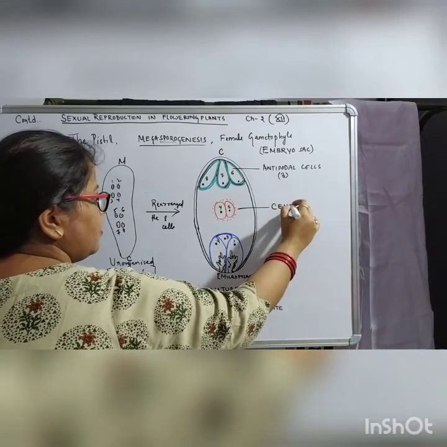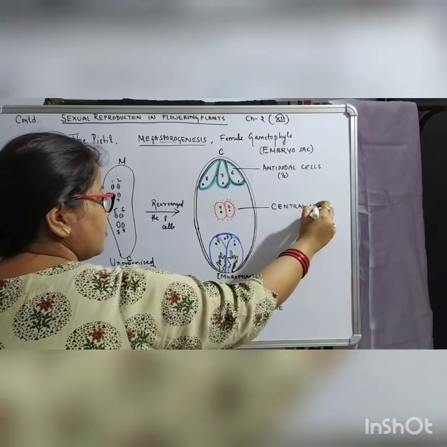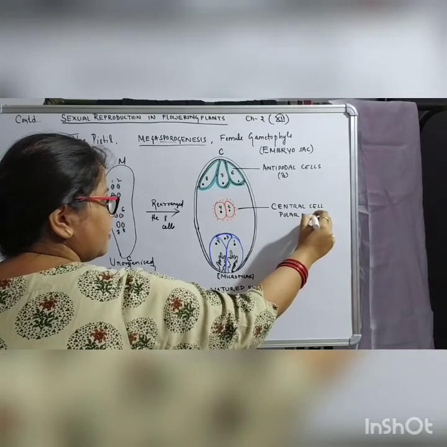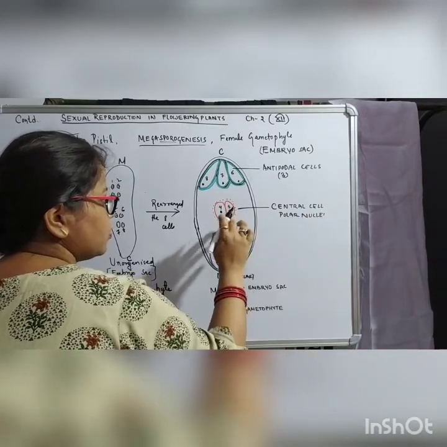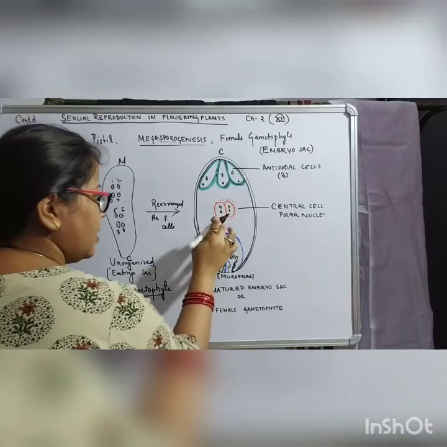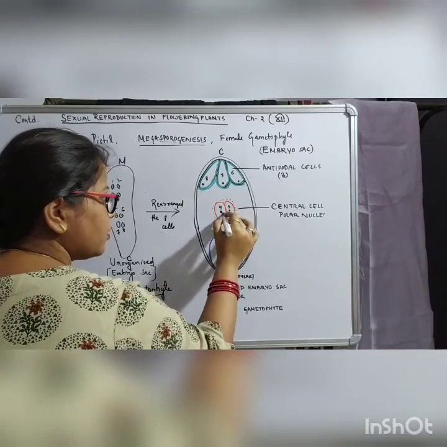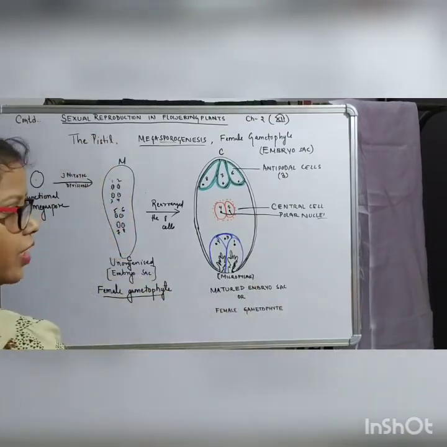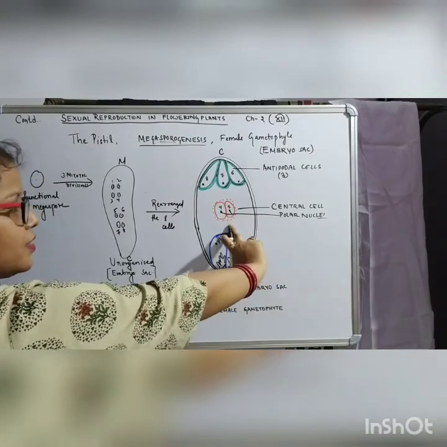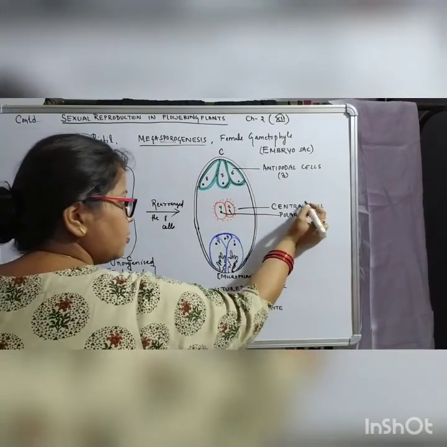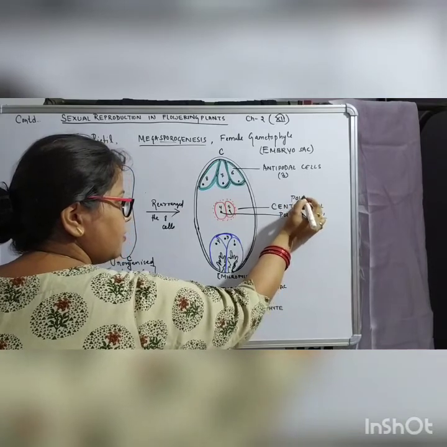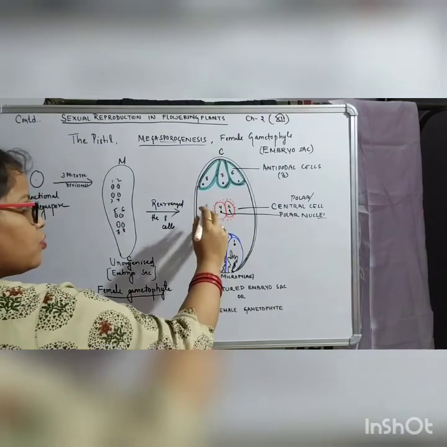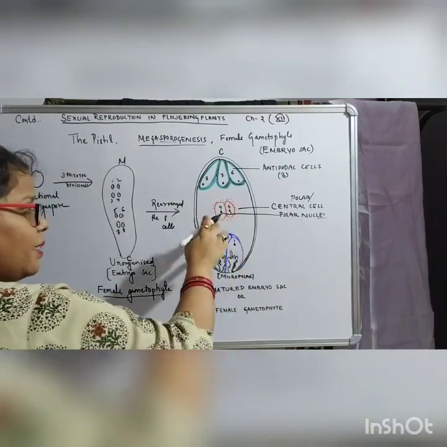These 2 cells account for the central cell bearing polar nuclei. The dotted one is your central cell and these 2 would be accounting for your polar nuclei. Nuclei means plural. So I have mentioned polar nuclei. The central cell is also called polar cell. We can say polar or central cell. So 3 plus 2, 5 cells have been arranged.